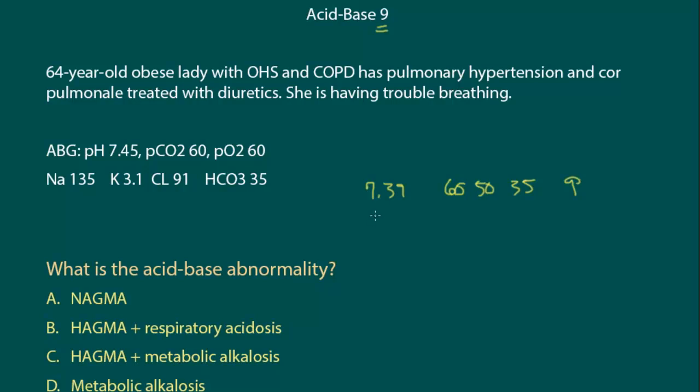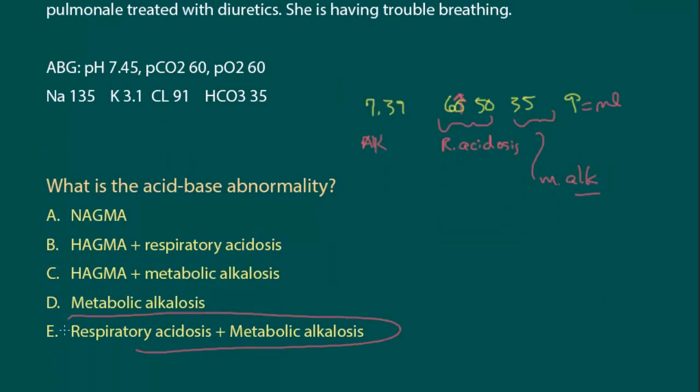Left to right, we have an alkalemia. We have CO2 retention. The PCO2 is higher than expected. So we have a respiratory acidosis from hypoventilation. We also have a metabolic alkalosis. Just looking at the bicarb. Bicarb is high, so that means metabolic alkalosis. No anion gap increase, so this patient has a respiratory acidosis and a metabolic alkalosis.